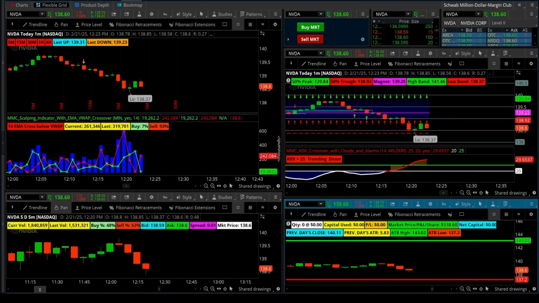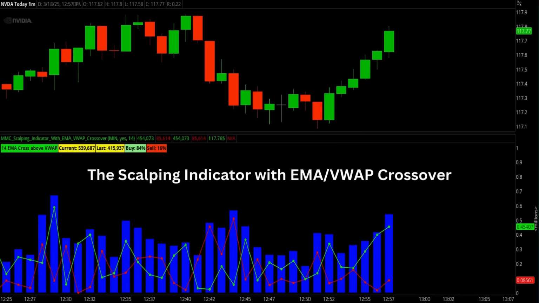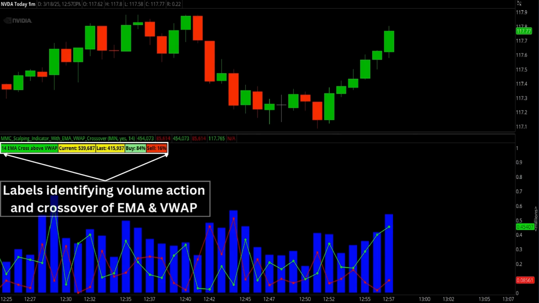The Scalping Indicator with EMA VWAP Crossover is a visual tool designed to help traders spot momentum and volume shifts instantly. This custom-designed indicator displays instant information that tracks buying and selling volume and momentum as it occurs, allowing traders to take advantage of short-term price movements as they happen.